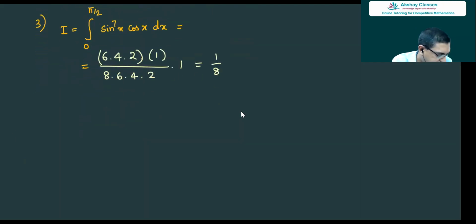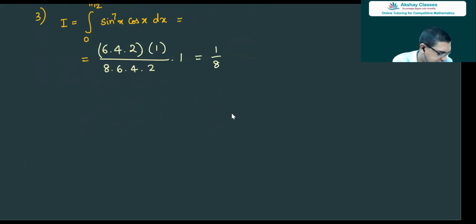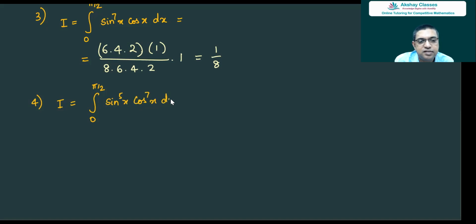One more we will do, and we'll stop on this. We'll go further. This integral 0 to pi by 2 sine power 5x cos power 7x dx.